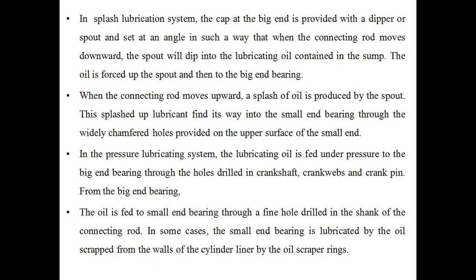When the connecting rod moves upwards, a splash of oil is produced by the spout. This splash of lubricant finds its way into the small end bearing through the widely chamfered hole provided on the upper surface of the small end. In the pressure lubrication system, the lubricating oil is fed under pressure to the big end bearing through the hole drilled in the crankshaft, the crank web and crank pin, to the big end bearing.